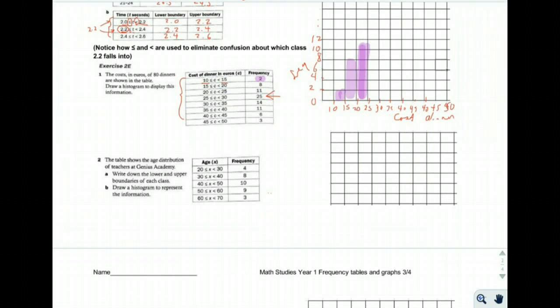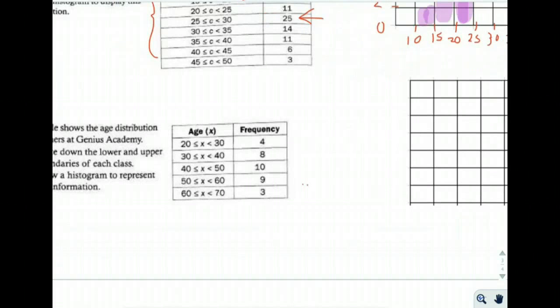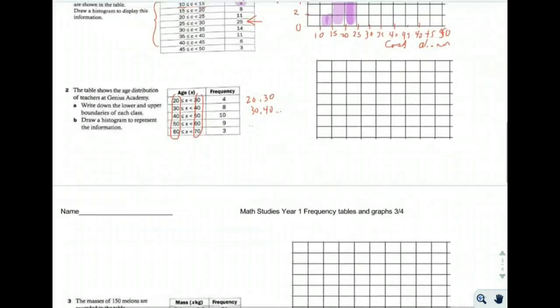Okay? Last one. The table shows the age distribution of teachers at Genius Academy. Write down the lower and upper boundaries of each class. Draw a histogram to represent the information. Okay. So the lower and upper boundaries of each one are just these numbers here. So 20 to 30, 30 to 40, 40 to 50, 50 to 60. So it's just 20 to 30, 30 to 40, etc. Okay? And those are the numbers you write here.